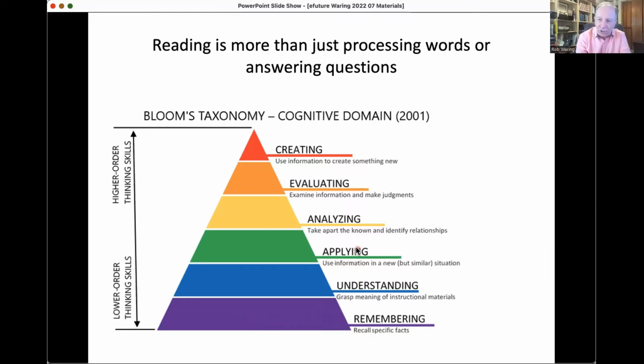Doesn't necessarily mean you understand. It doesn't mean you can apply the knowledge. It doesn't mean you can analyze the text, evaluate it, or even be creative with it. So this taxonomy of lower order thinking skills to higher order thinking skills, right? If the text is too difficult, even if the students are processing the words, does not mean they're going to have this type of knowledge. So it's extremely important to remember this. And I'll give you an example of this.